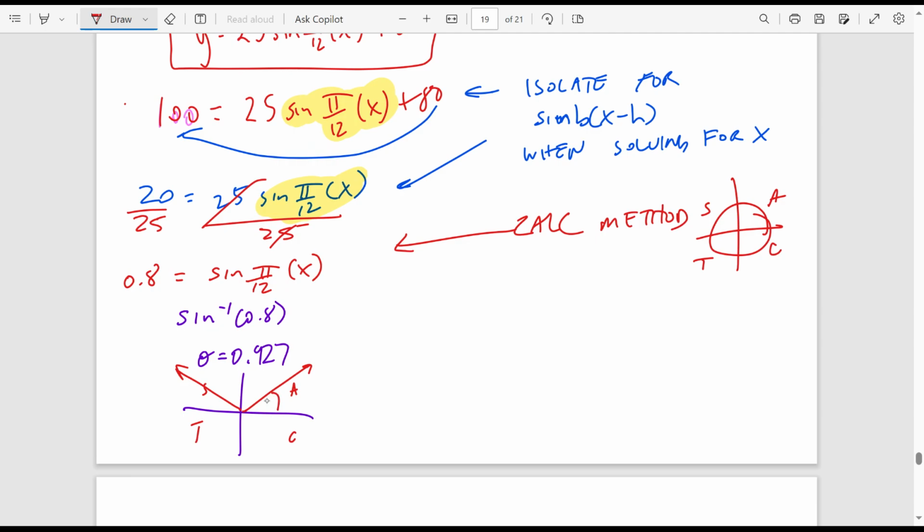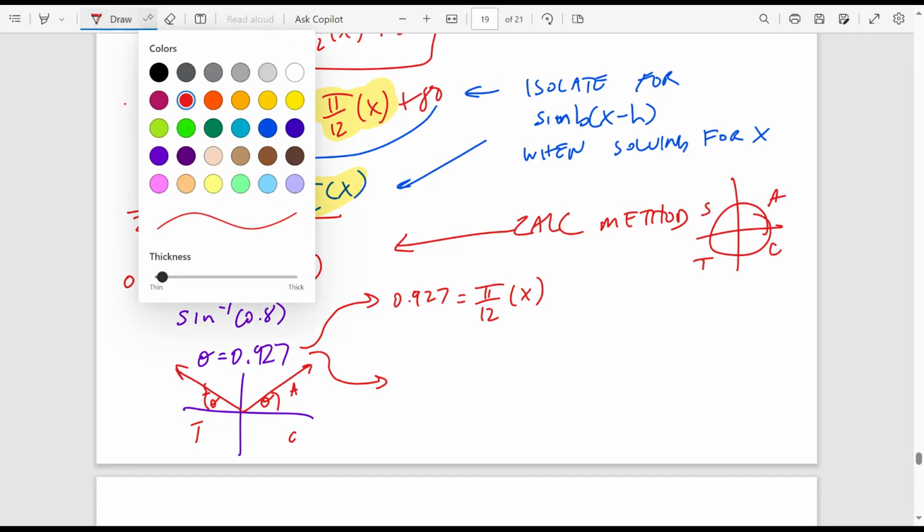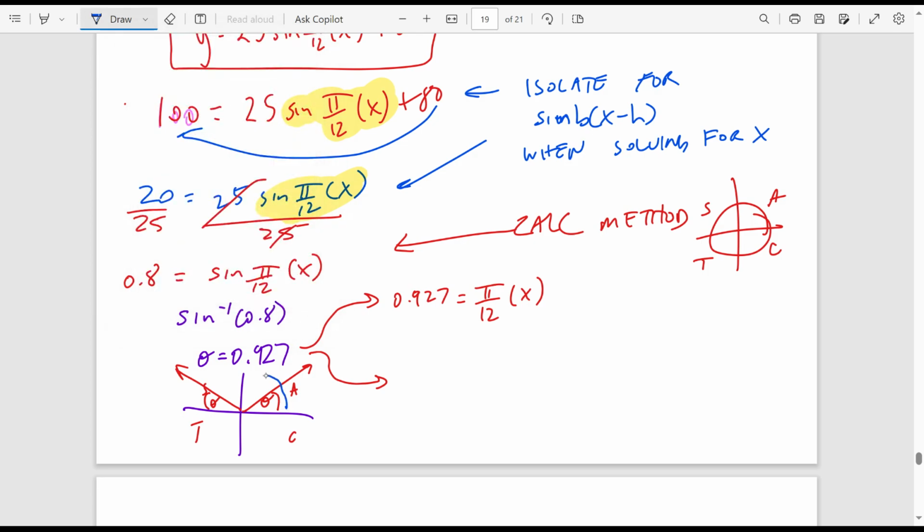Meaning finding this angle theta is pretty easy, right? So answer 1 is going to be, we can take this and split it off into two things. 0.927 is equal to pi over 12 x, and we'll be able to solve for that. If I'm looking for this angle, technically I'm not looking for that theta. Technically, I'm looking for from there to there, right?